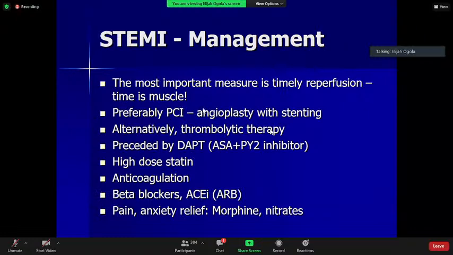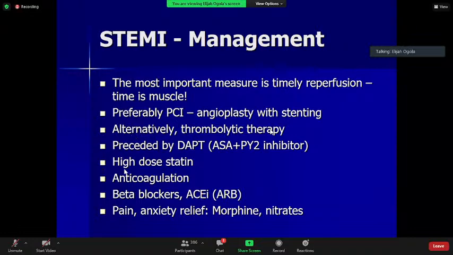The moment you make a diagnosis of STEMI, while you are preparing your cath lab, if you are able to, or while the nurse is preparing the thrombolytic agent in the syringe, we precede this by giving DAPT, which here means dual antiplatelet therapy. So we always give aspirin plus a P2Y12 inhibitor. The most commonly available is clopidogrel, but there are others: prasugrel, ticagrelor, etc.